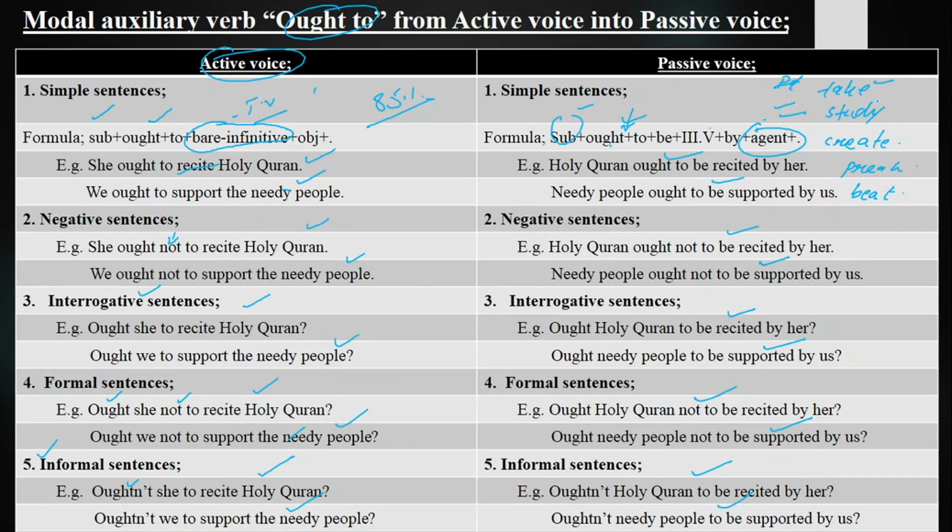You ought to study the books. Books ought to be studied by you. Books ought not to be studied by you. Ought books to be studied by you? Ought books not to be studied by you? Oughtn't books to be studied by you?